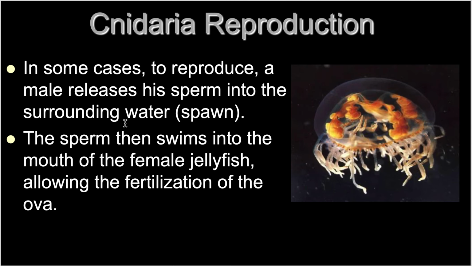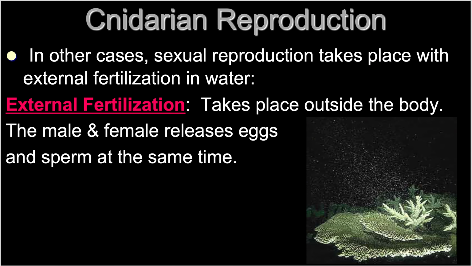Right. In some cases, to reproduce, a male releases his sperm into the surrounding water, which is spawning, which we've brought up a couple times already. And the sperm will swim into the mouth of the female jellyfish, allowing the fertilization of the egg or the ova there.